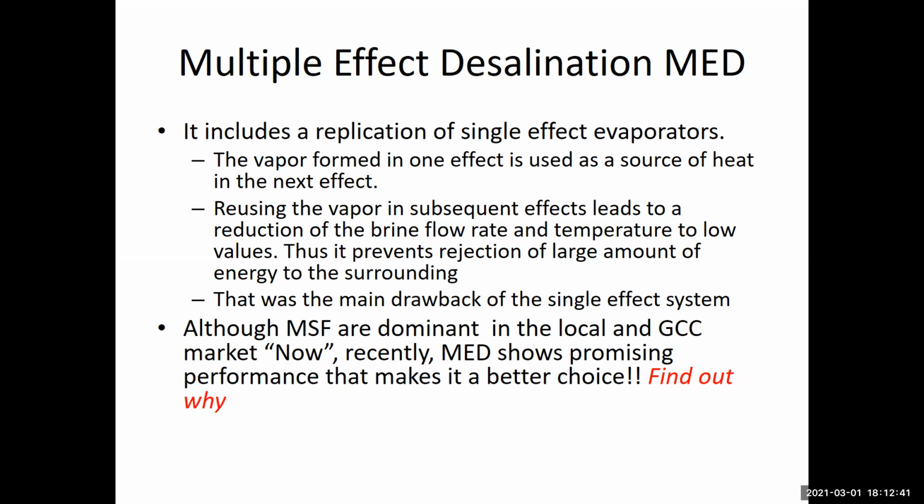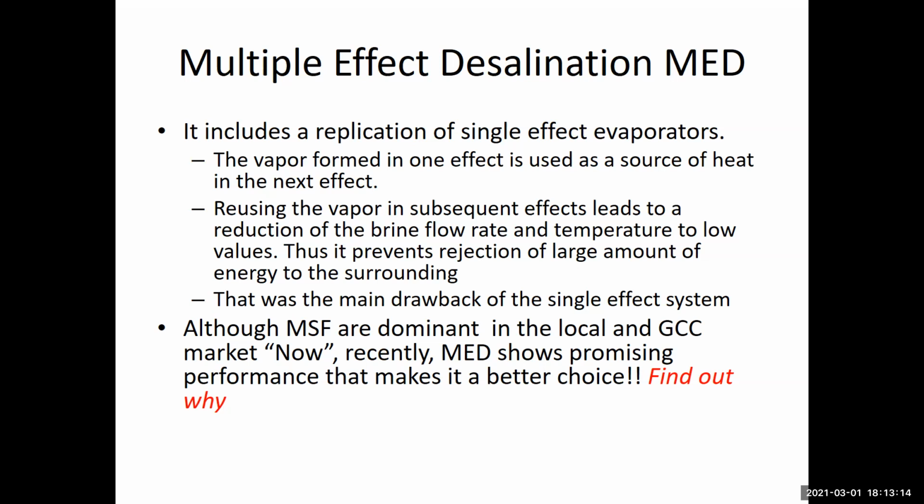Why? Because the top brine temperature here is about 65. This is the maximum temperature we can increase the seawater to. Why? Because of scaling. Otherwise, scaling is going to occur and you cannot operate the unit effectively. Scaling means a layer of insulation would be there. The heat transfer from the steam to the seawater is going to reduce, and accordingly, you are not going to produce enough vapor.